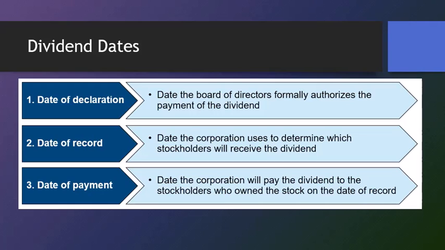Okay, so whoever owns it at that specific point of time, that is the person that will be entitled to receive the dividend. And then, of course, the date of payment, that is just the point at which we satisfy the liability by actually paying the dividend to the stockholders that we determined were entitled to receive the dividend based on the date of record.